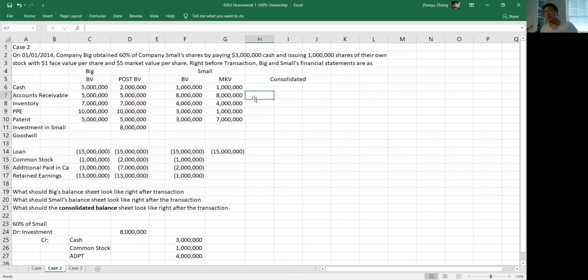And go back to what we talked about. The consolidated financial statement is for Big and Small together, not partially, but put together. So we know that Big paid how much? 8 million.